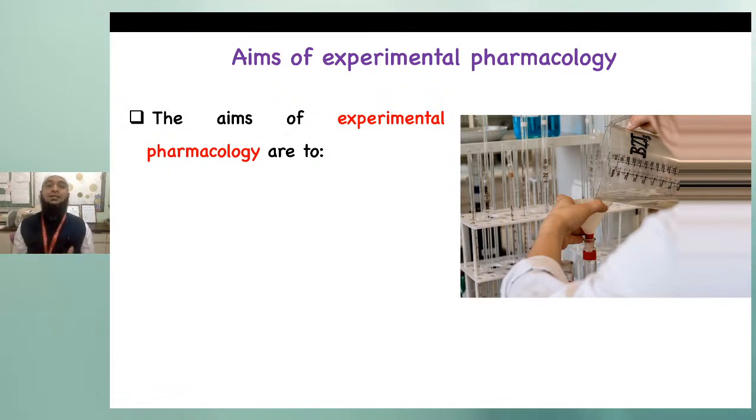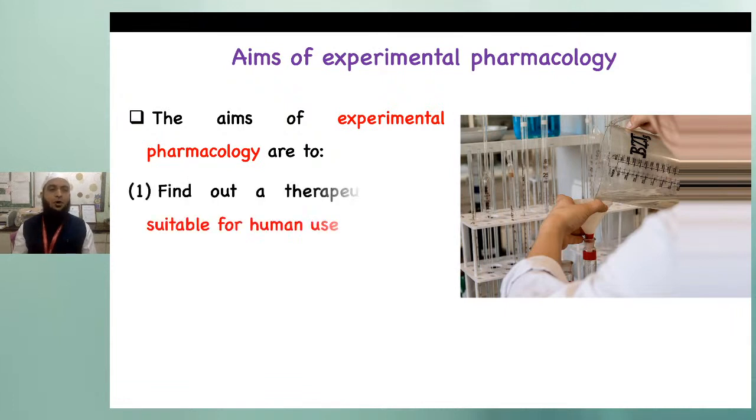Now why is there a need for experimental pharmacology? Why do you need to do experiments in pharmacology? Let's try to understand it with the help of the aim of experimental pharmacology. So first we will see the aim of experimental pharmacology. We will come to know why it is needed, and as a pharmacist you must have good hands-on skills of experimental pharmacology. So let's see the aim.